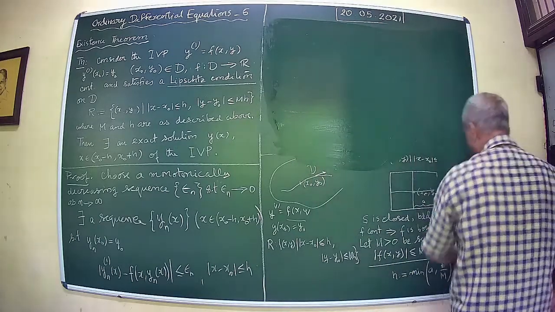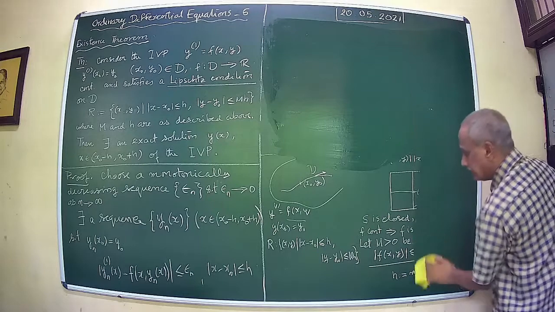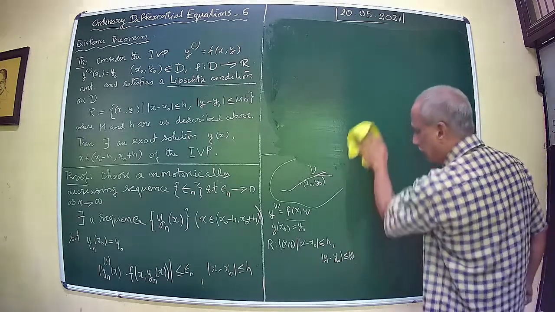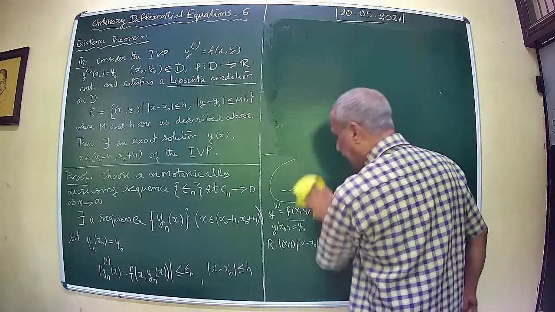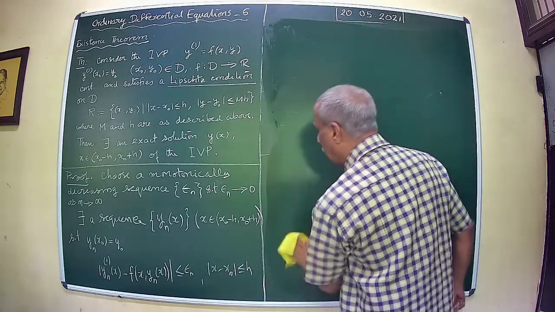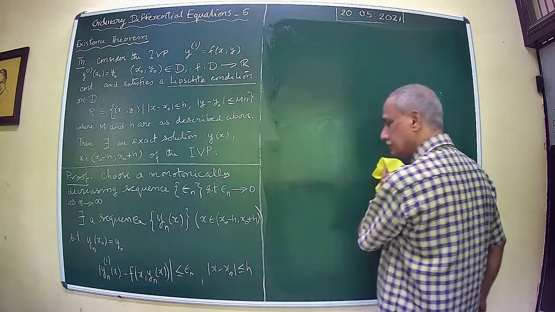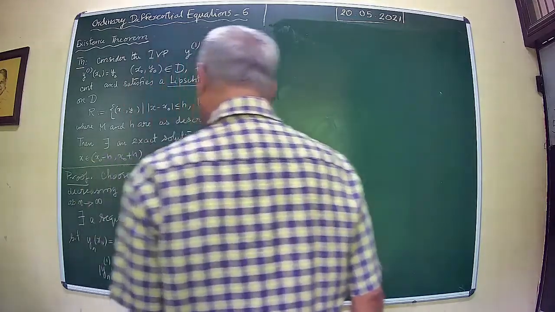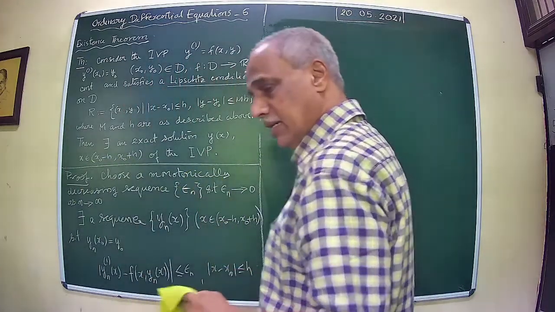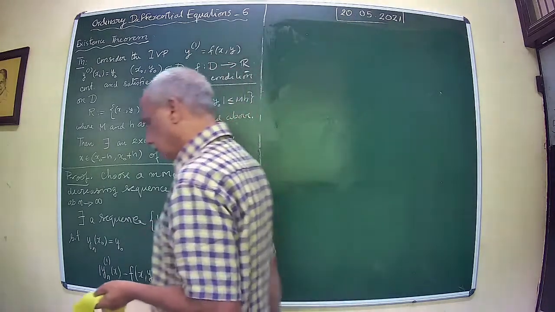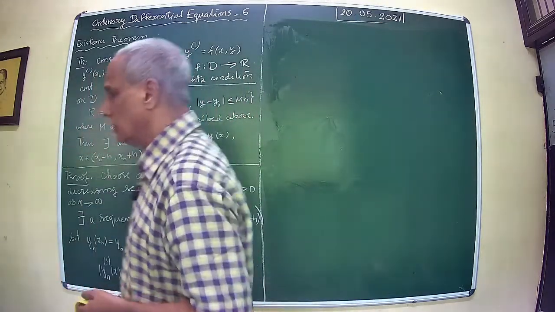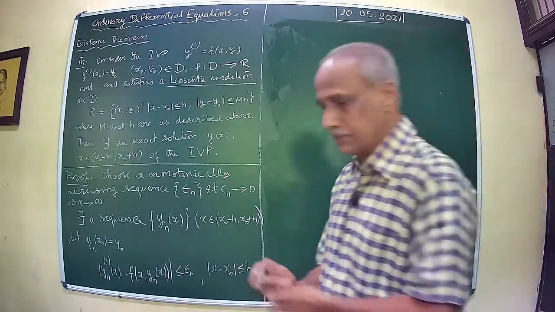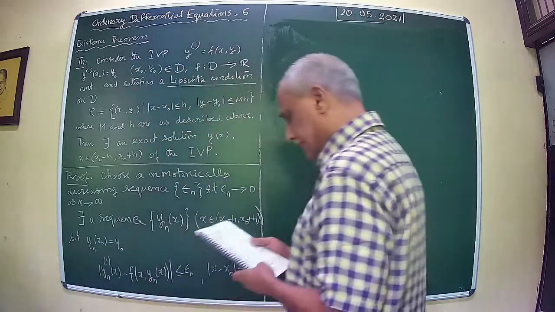Now what we want to assert is that this sequence of functions y_n uniformly converges to a differentiable function on the interval [a, b]. Secondly, that it becomes a solution of the initial value problem that we have started with. So we have to give the arguments for that. So let us start working this out.